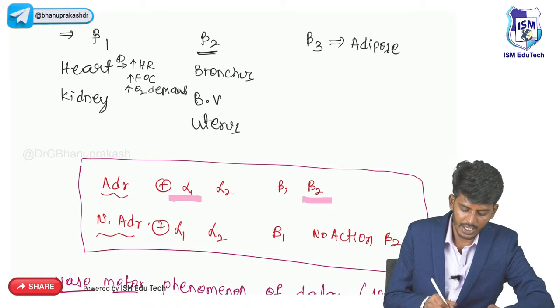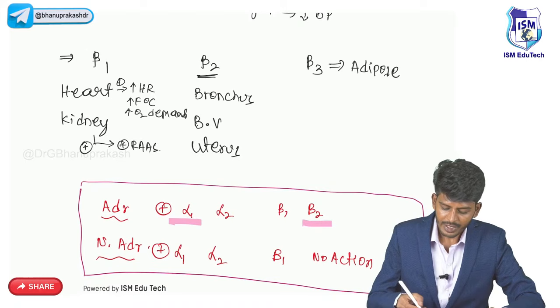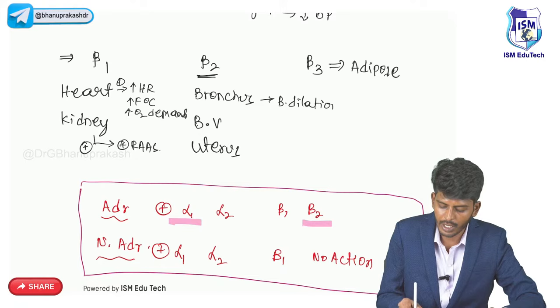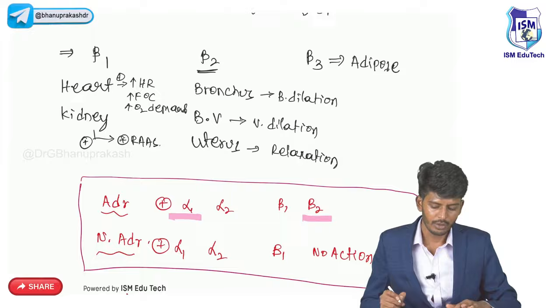In the kidney, if beta receptors are activated, especially beta 1, that will stimulate your RAS system. Clear? Now, in the bronchus, it will cause bronchodilation. In the blood vessel, it will cause vasodilation. In the uterus, it will cause uterine relaxation. These are the effects of the beta receptors in the body. So let's go back here.